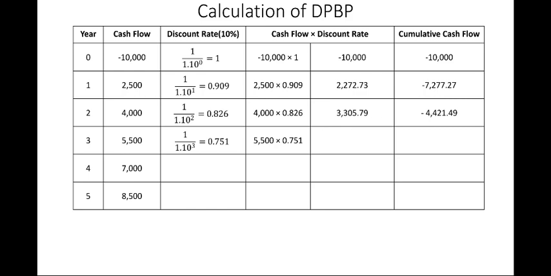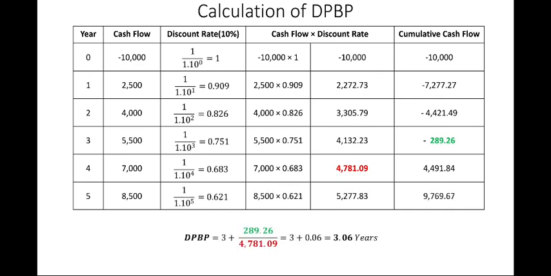Similarly, calculating the discount factor for year 3 and multiplying it by the cash flow, that is 5,500 multiplied by 0.751, we get 4,132.23. Now add 4,421.49 to 4,132.23, we get minus 289.26. Similarly, calculating the discount factor for year 4 and the discounted value, that is 4,781.09, add to the cumulative cash flow, we get 4,491.84. Similarly, we can calculate for the last year as well.